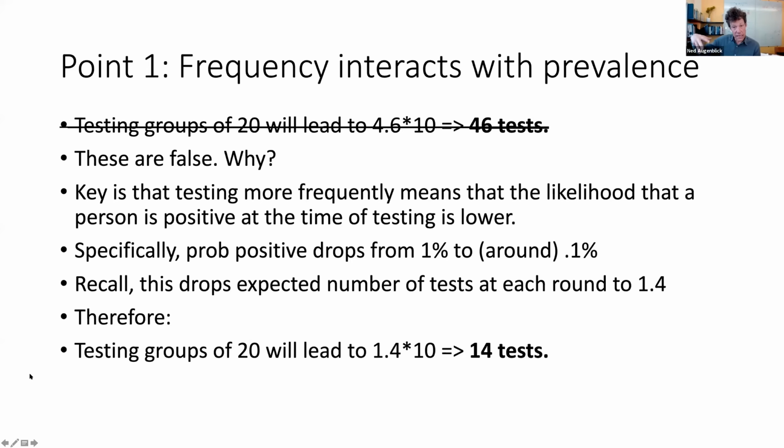But remember that we already did this math. That means that the expected number of tests drops every round from 4.6 to 1.4. And therefore, testing groups of 20 is not going to lead to 46 tests, but instead only going to lead to 14 tests. And so what that means is that 14 tests can cover 20 people 10 times over the course of a month, which is, as you can imagine, extraordinarily high savings here.